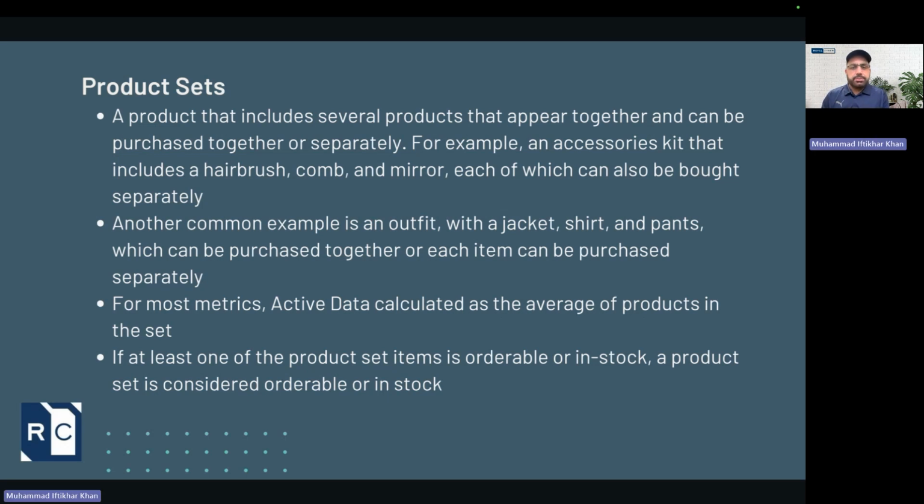So this is an example of the set, and regarding active data, it is calculated as the average of the products in the set, meaning the products which are part of the set. The active data values will be calculated as the average of all the products. If at least one of the product set items is orderable or in stock, the product set is considered orderable or in stock. Let's suppose you have three items within a set and only one is in stock. At the set level, in stock will be shown.